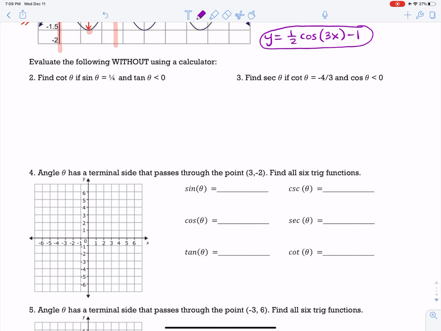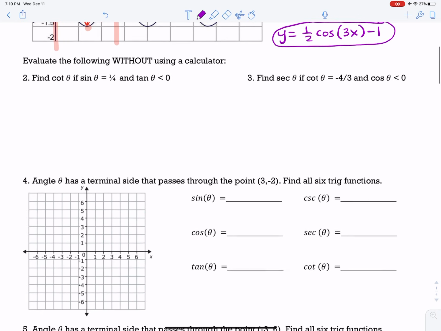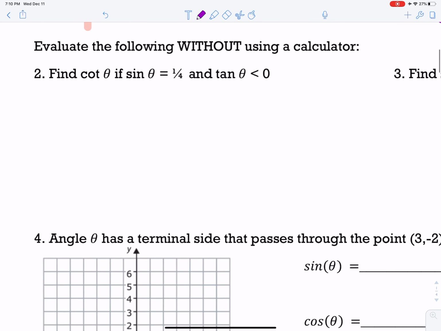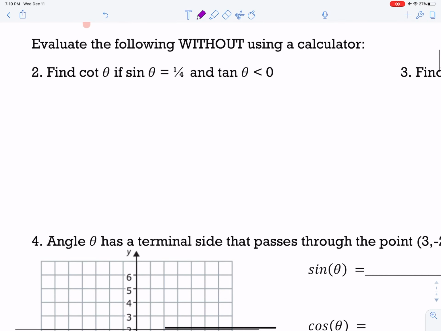Number 2 is find the cotangent of theta if sine theta equals 1/4 and tangent theta is less than 0. Okay, so step 1 for these is to figure out what quadrant you're in, because at the end of the day, you're going to have to draw a coordinate grid. We figure out the quadrant based on the information they give you. First of all, it tells us that sine has to be positive, versus tangent has to be negative because it's less than 0.